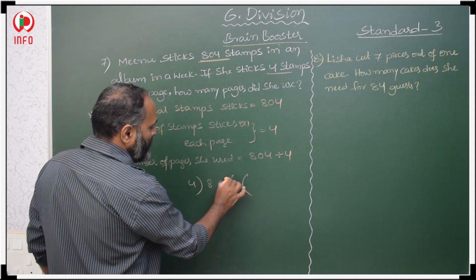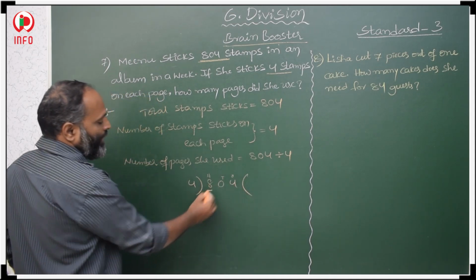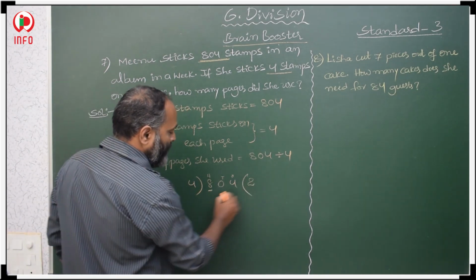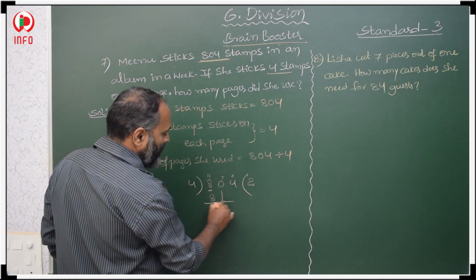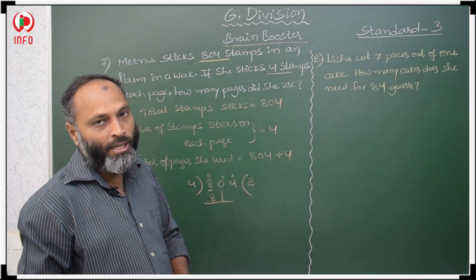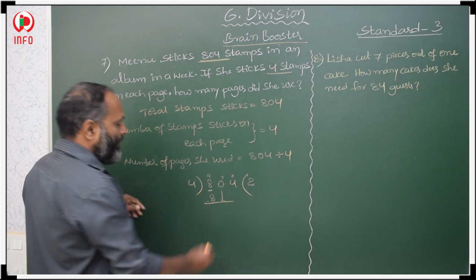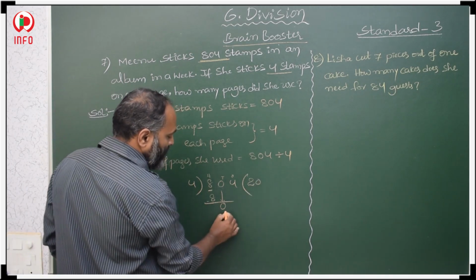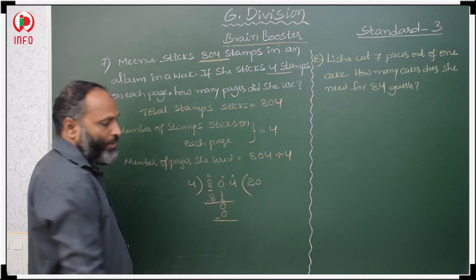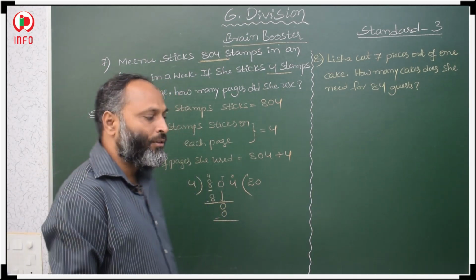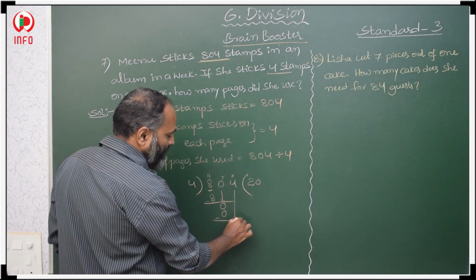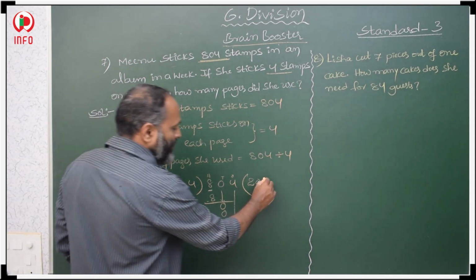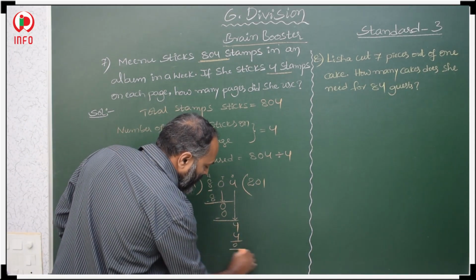4 divided into 804. So, ones, tens and hundreds. First we divide the hundreds place by 4. 4 twos are 8. Then we copy 0, because same number minus same number is 0. Then we copy the tens place, 0. 4 zeros are 0. Then 0 minus 0 is 0. Then we copy the ones place. When will you get 4 in the 4 table? 4 ones are 4. Then 4 minus 4 is 0.